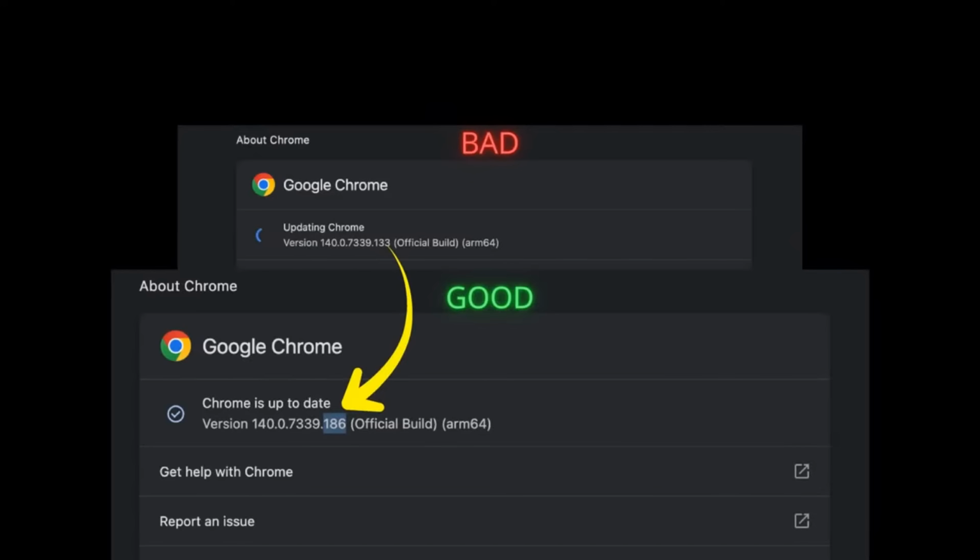Anyways, so before I updated, I was running 133, and once I updated, it's now 0.186. And I'll show you how to update your Google Chrome manually, and I'll also show you how to check right now. So let me just bring up this.